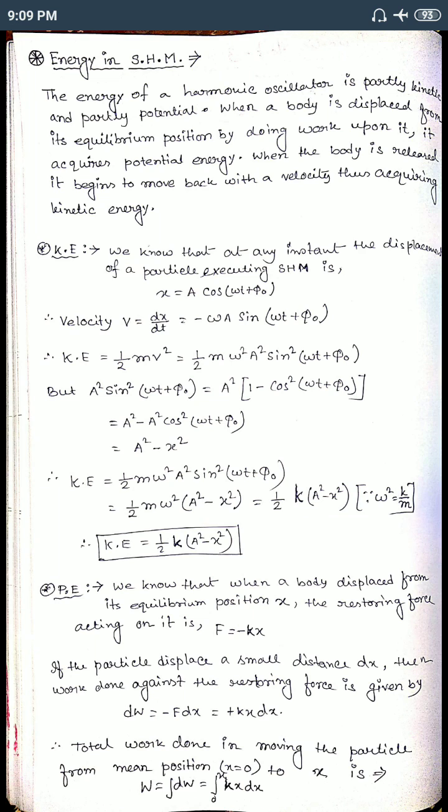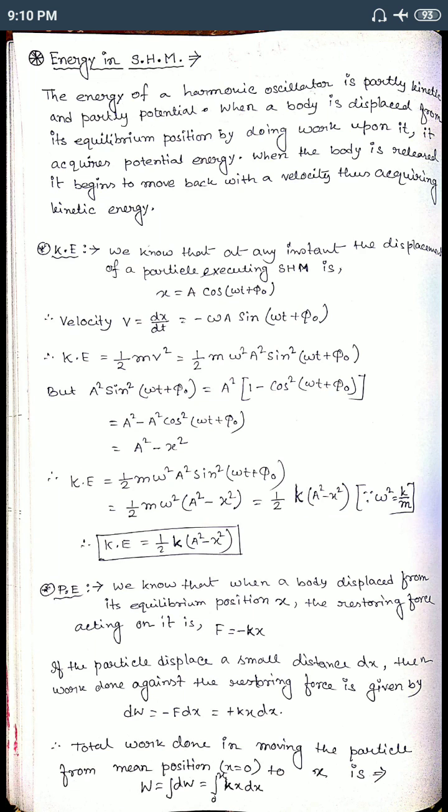Now m omega square equals k. When we derive the differential equation in SHM, we get omega square equals k by m. If you forgot, just look at the derivation of the differential equation in SHM, and you can get this expression. In place of omega square, if we put k by m, the m cancels, and we have half k (a square minus x square). So the kinetic energy equals half k into (a square minus x square). This is the kinetic energy.